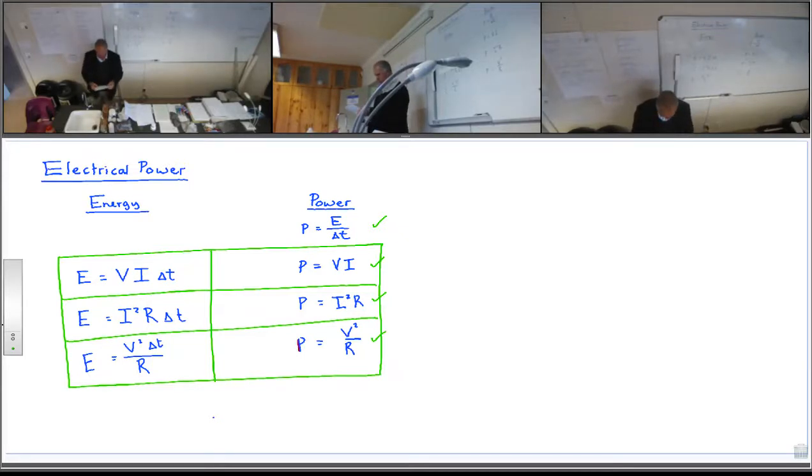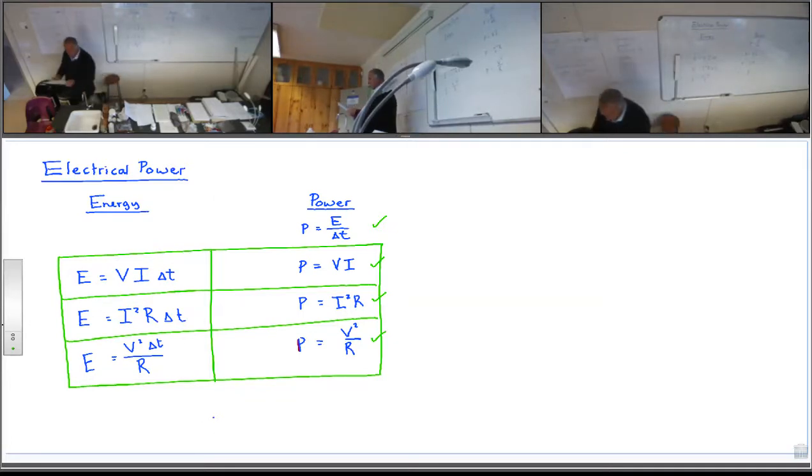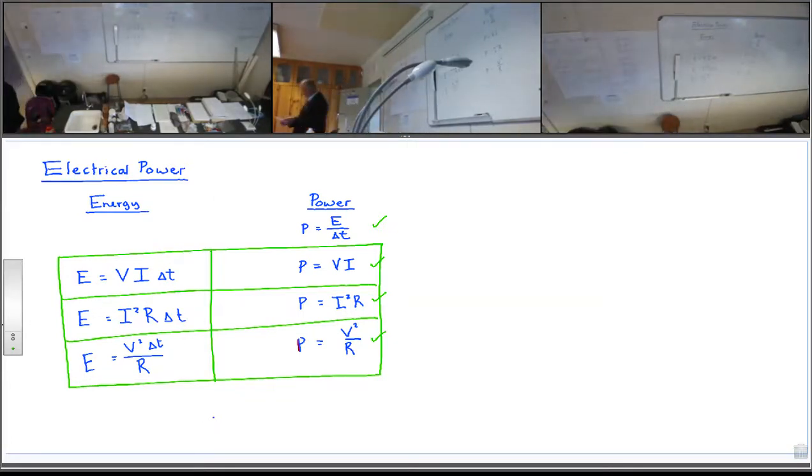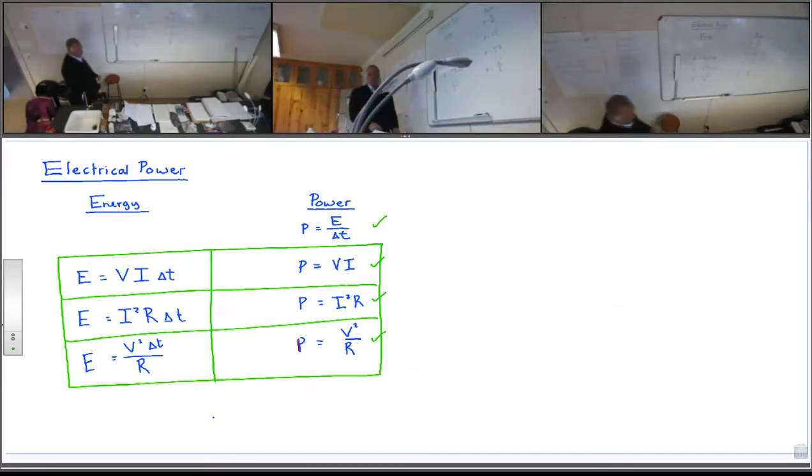Where? Where? Oh, work, energy, and power. Where? Show me. Oh, thank you, thank you. So they're all provided. Okay. No problem. Everything is in your data sheet.